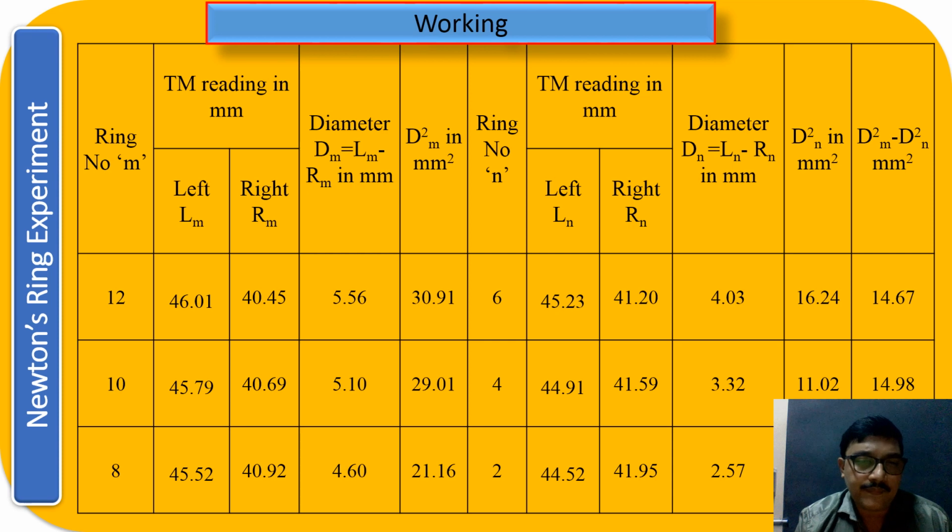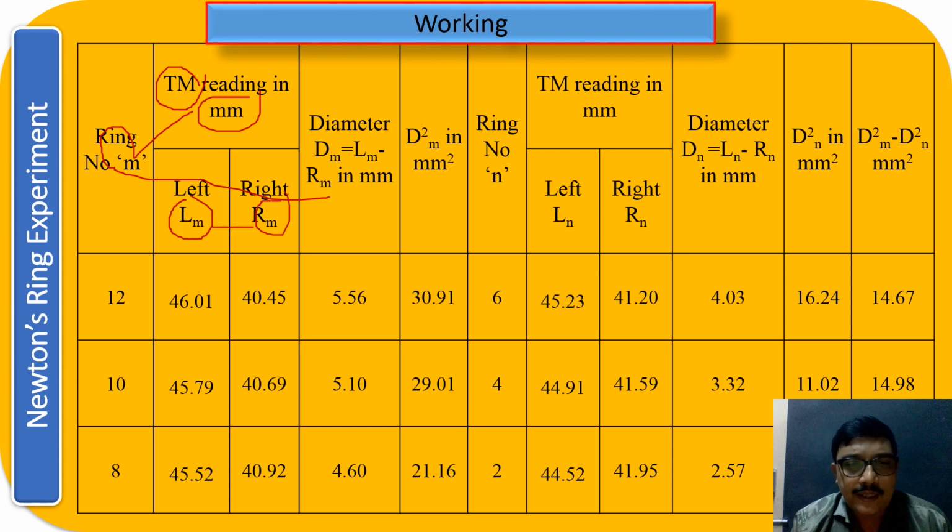Now this is the table that you are using. Look at this. In the first column you have the ring number, right? Then TM means traveling microscope reading, which you measure in mm. LM is the left-hand side reading, RM the right-hand side reading. The difference gives you the diameter, LM minus RM. Then if you know Dm, calculate D square m, unit mm square.